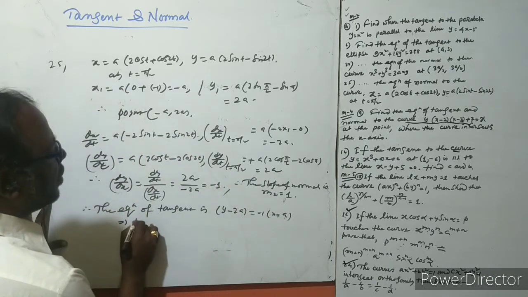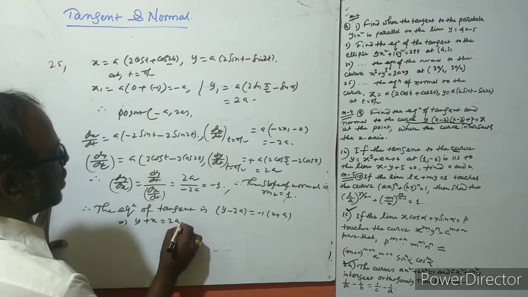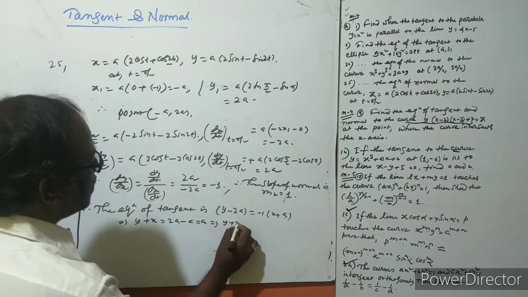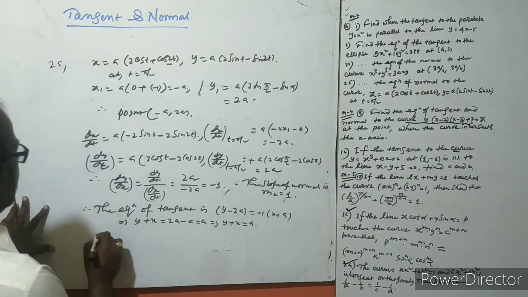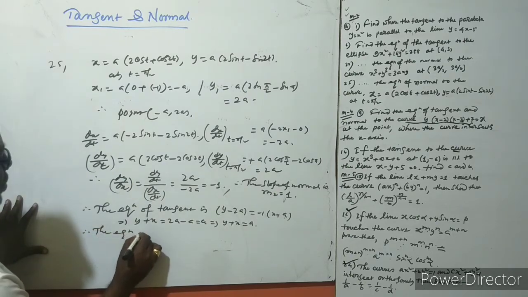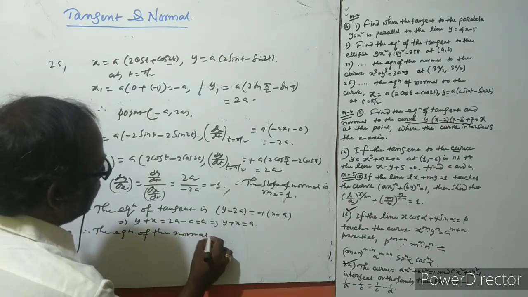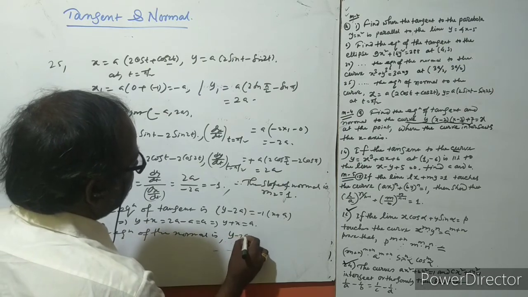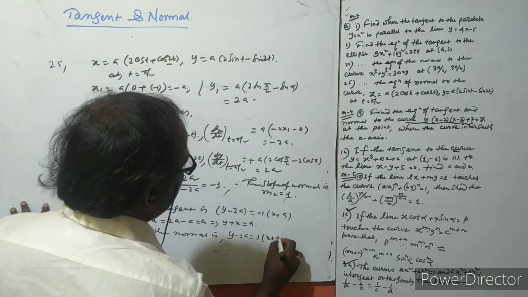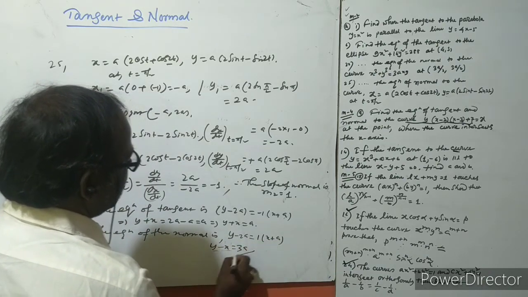Now see, y plus x. This is 2a, this is minus a, that is a. So y plus x is equal to a. Therefore the equation of normal is y minus 2a equals plus 1 into (x minus a), okay, y minus x equals 2a minus a.